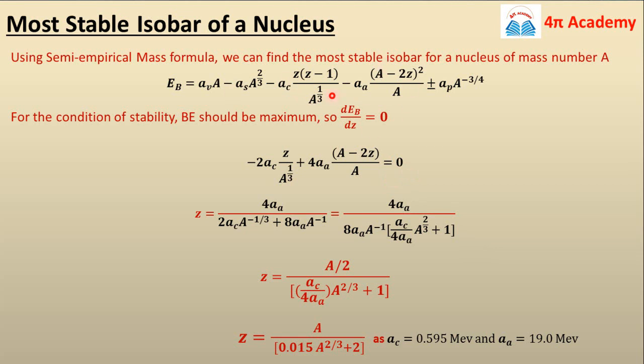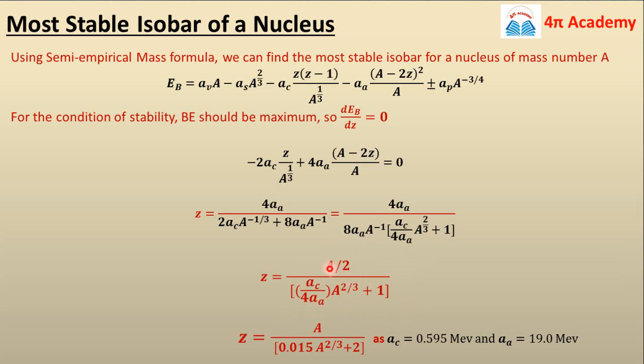Okay, so we will differentiate these two terms, and other terms will behave as a constant and will be 0. Just find the value of Z, and on solving, Z equals (A/2) upon (1 + (AC/4AA) A^(2/3)). Okay, so this is the formula of the most stable isobar.